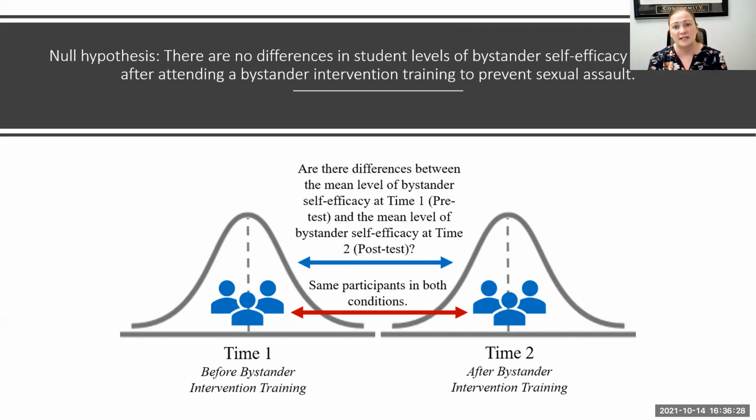Our null hypothesis for our research question today is that there are no differences in student levels of bystander self-efficacy before and after attending a bystander intervention training to prevent sexual assault. And our alternative hypothesis will be the opposite: there is a difference in student levels of bystander self-efficacy before and after attending a bystander intervention program to prevent sexual assault.